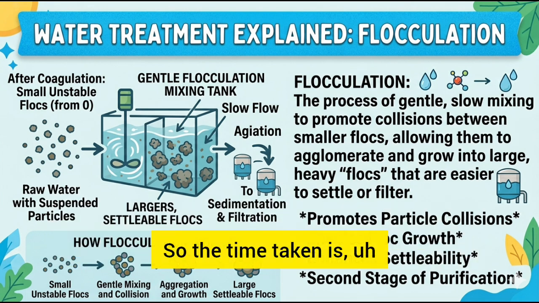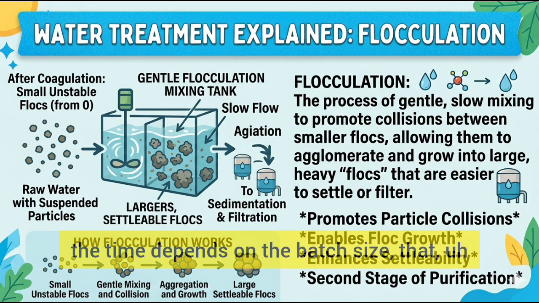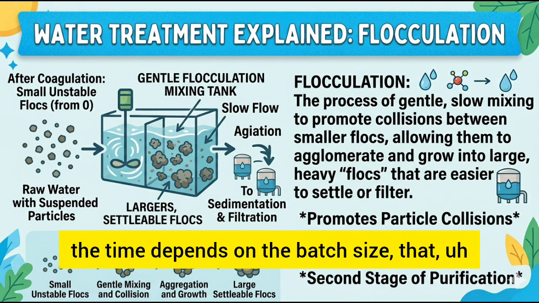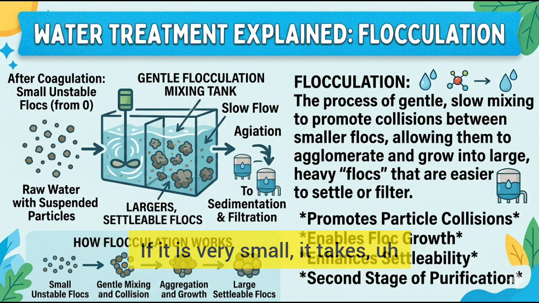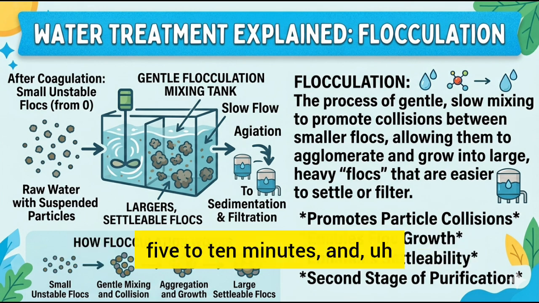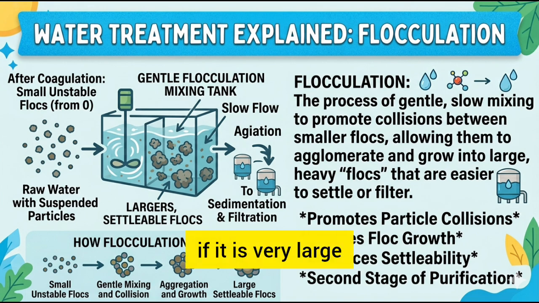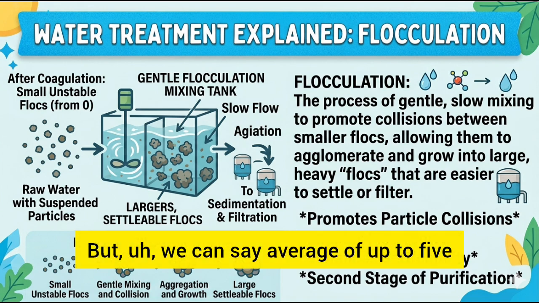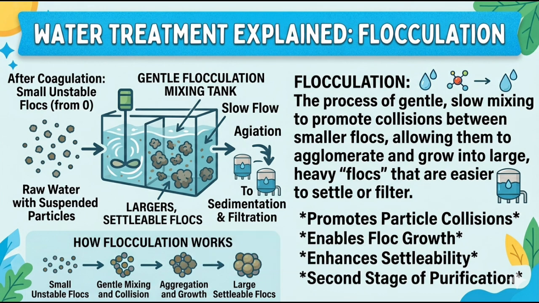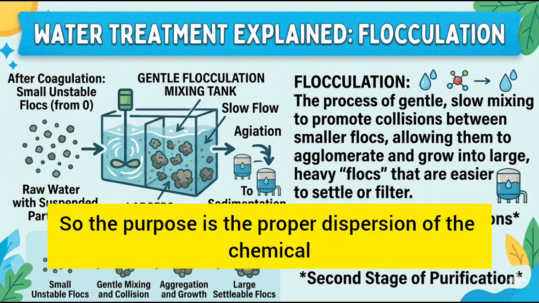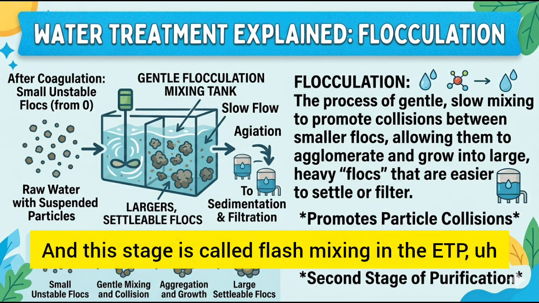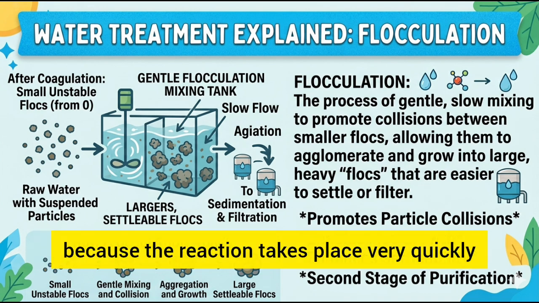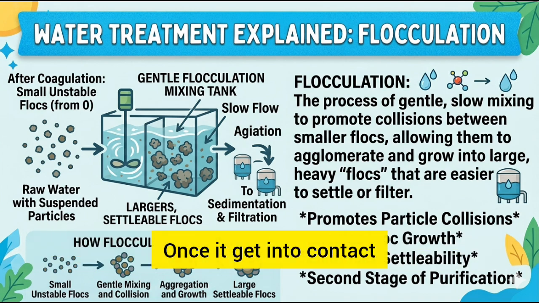The time depends on the batch size, that is, how large your batch is. If it is very small, it takes 5 to 10 minutes, and if it is very large, it could take slightly more time, but we can say an average of up to 4 to 5 minutes. So the purpose is the proper dispersion of the chemical, and this stage is called flash mixing in the ETP, because the reaction takes place very quickly. Once it gets into contact, it hardly takes 1 to 2 minutes.